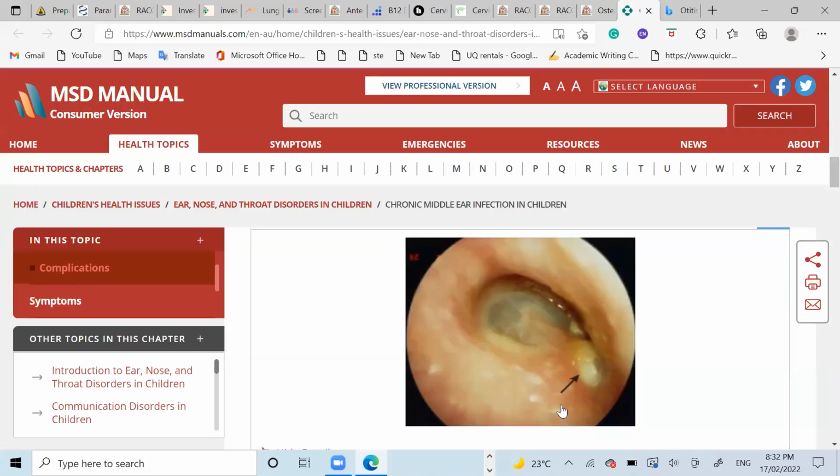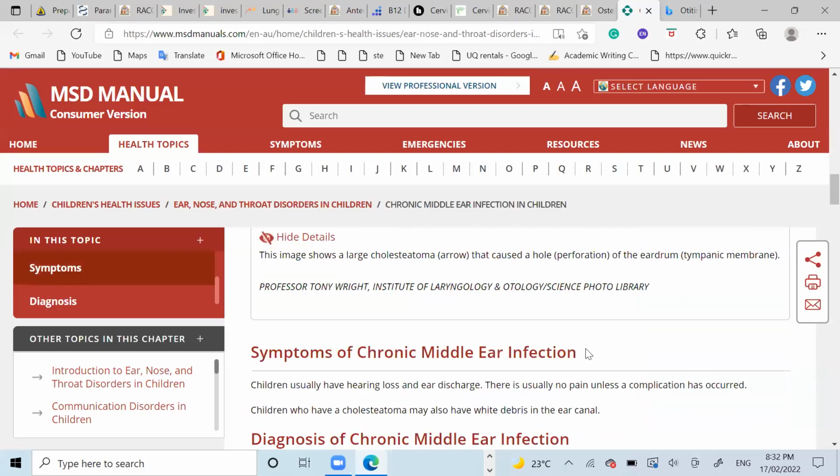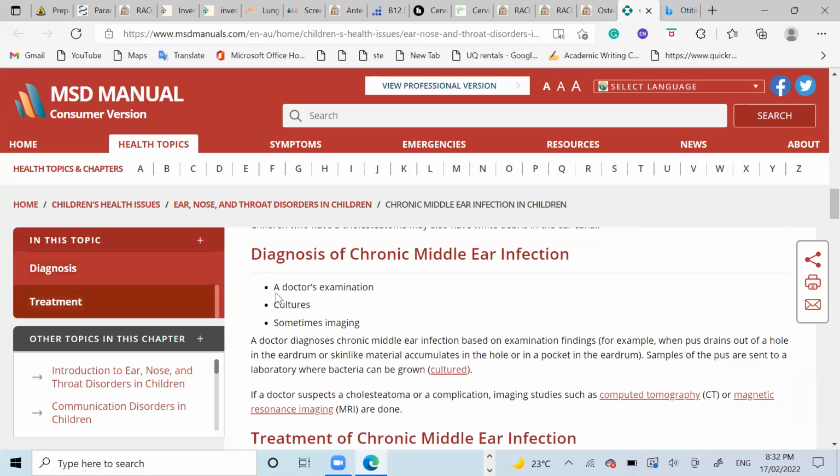So this is the chronic one. Because of the repeated infection, there is cholesteatoma formation over here, which is this whitish mass. So we know that we do the examination by an otoscope. We take swabs for cultures and we do the imaging if we see there is a polyp or some extension of the cholesteatoma in the middle ear.